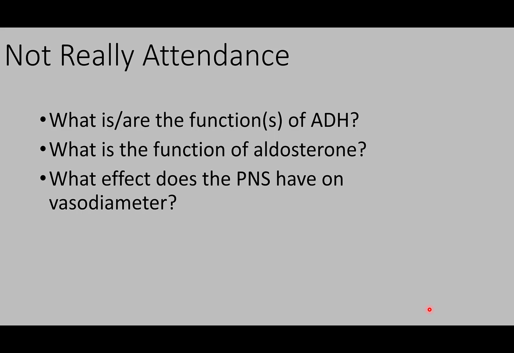Now, lastly, what effect does the parasympathetic nervous system, the PNS, have on vasodiameter? Well, this is kind of a trick question because it has no effect on vasodiameter. It is one of the areas of the body where the SNS and the PNS do not both have an effect. Instead, vasodiameter is completely under the control of the SNS, the sympathetic nervous system, and PNS plays no role there at all. So vasodiameter is dictated by either elevated SNS activity or low SNS activity.